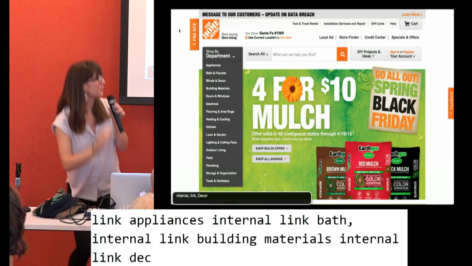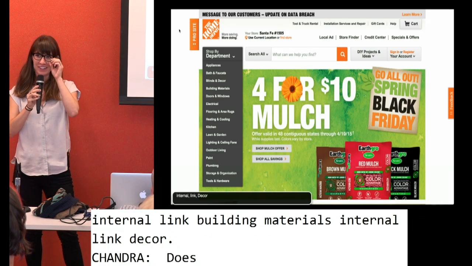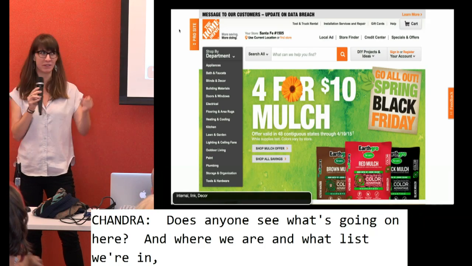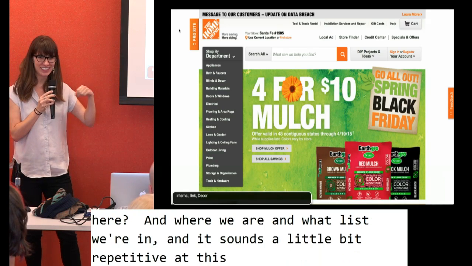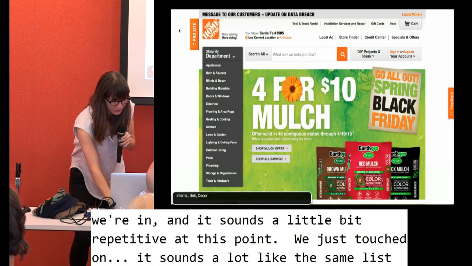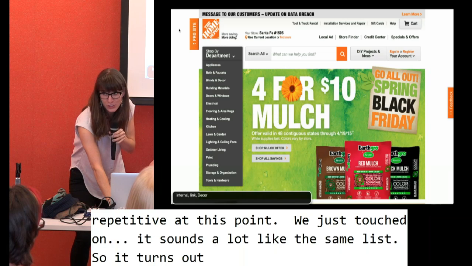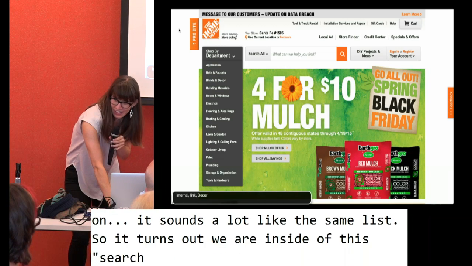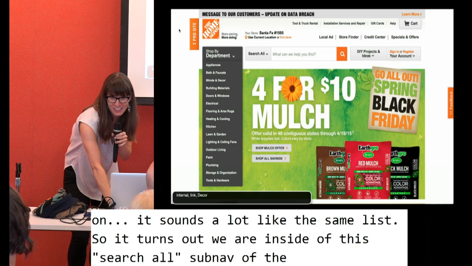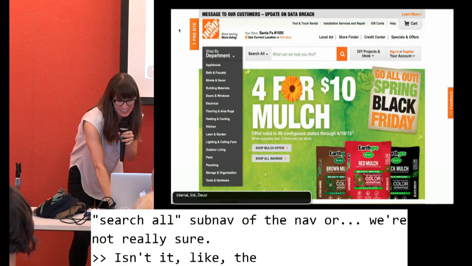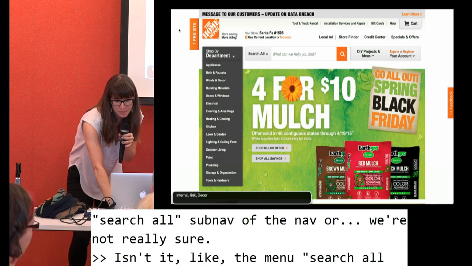Does anyone see what's going on here and where we are and what list we're in? It sounds a little bit repetitive at this point. It sounds a lot like the same list. So it turns out we are inside of this search all sub-nav of the nav, or we're not really sure what's going on. The menu is expanded, but it just didn't actually expand. Yes, to search by department.